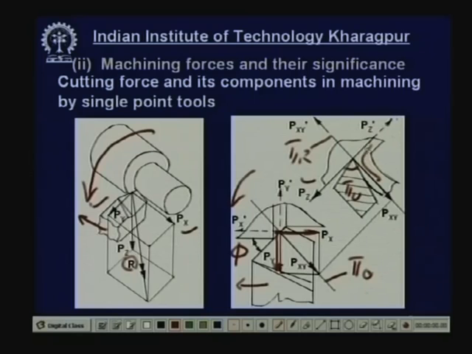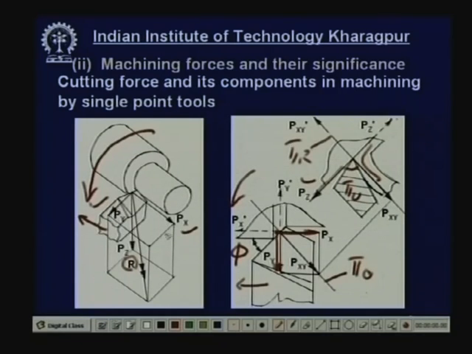So, there is only one force which is resolved into two components, Pz and Pxy. Pxy is again resolved into Px and Py. So, the resultant force R is equal to Px plus Py plus Pz, the vector summation. This force R is resolved into 3 components, and these 3 directions are at right angles to each other. These axes x, y, z are the axes of the machine tool. So, these are all in the machine reference system, so that we can easily measure and analyze and identify these forces.